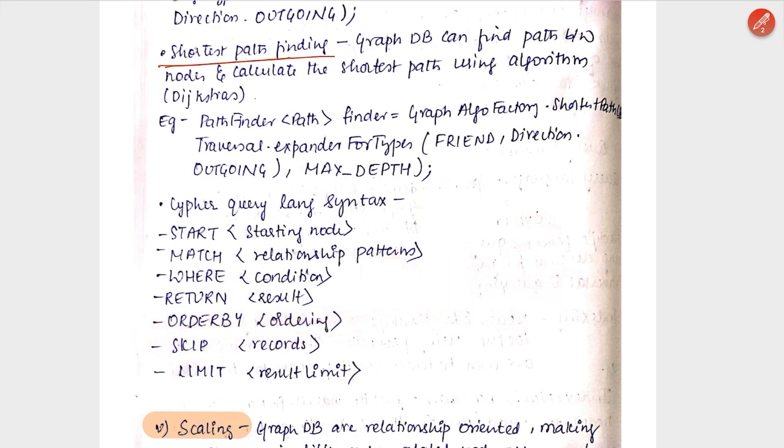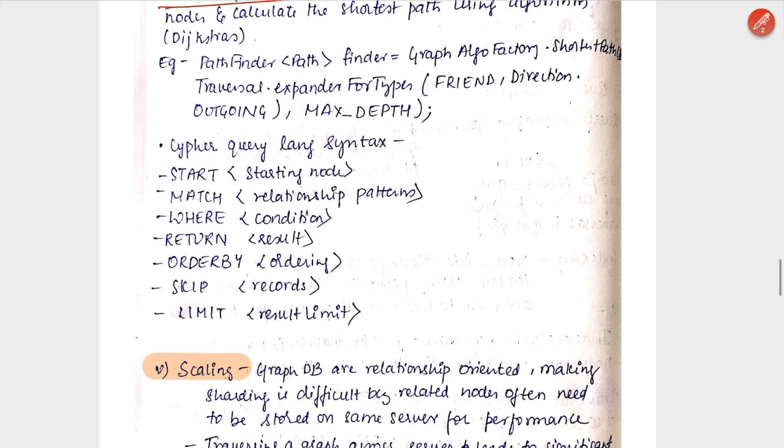Order by, we know, is to sort the results based on a specific order, it could be ascending or descending. Next we have skip. Skip is to skip a specific number of records in the result set. Next we have limit. Limit will limit the number of results that are returned by the query. Again, very simple.